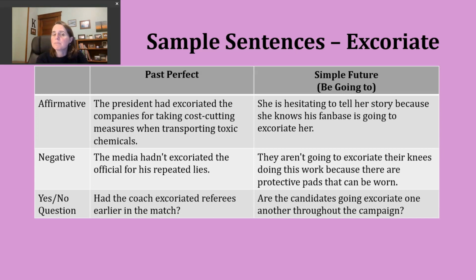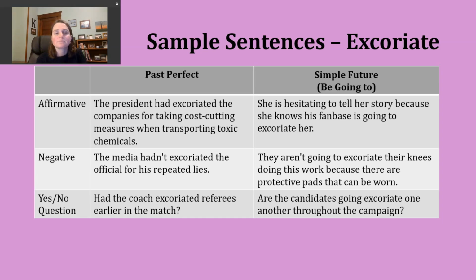Here's another example. The media hadn't excoriated the official for his repeated lies. Here, they're noting this person was not denounced or severely criticized. Finally, if you want to make a yes or no question in the past perfect, start with had, then we'll have our subject, and then the participle form of the verb.